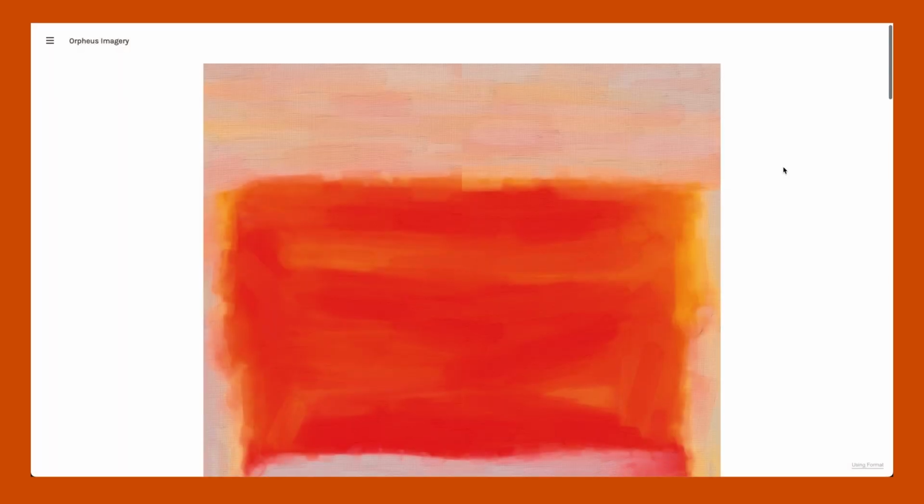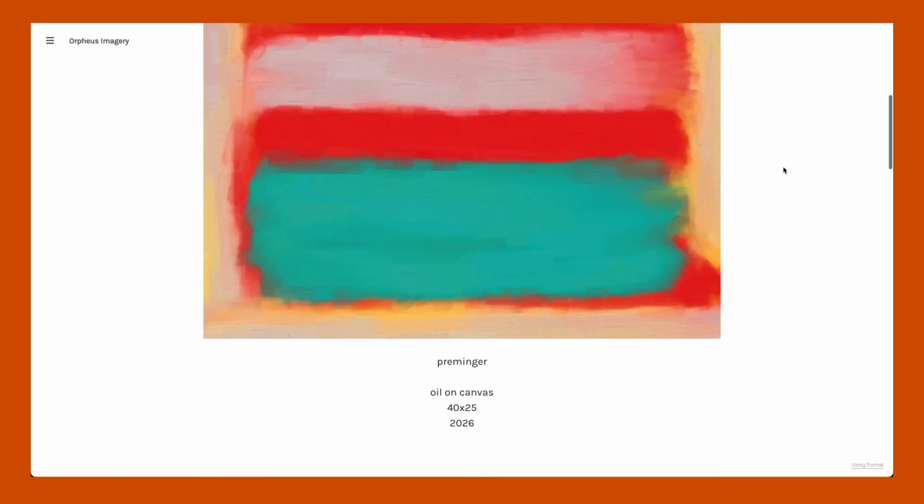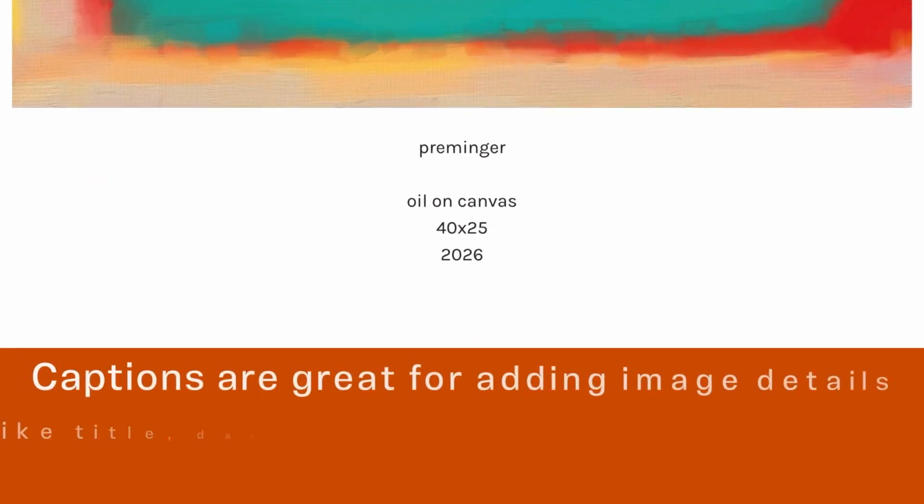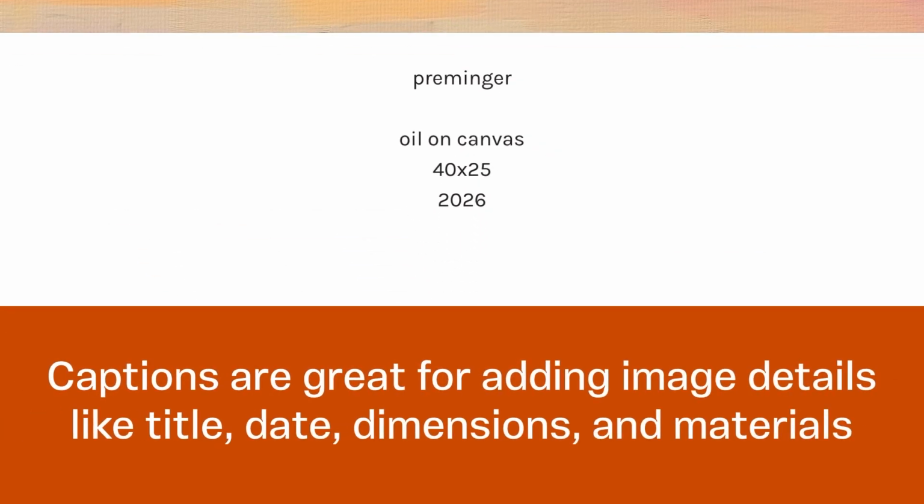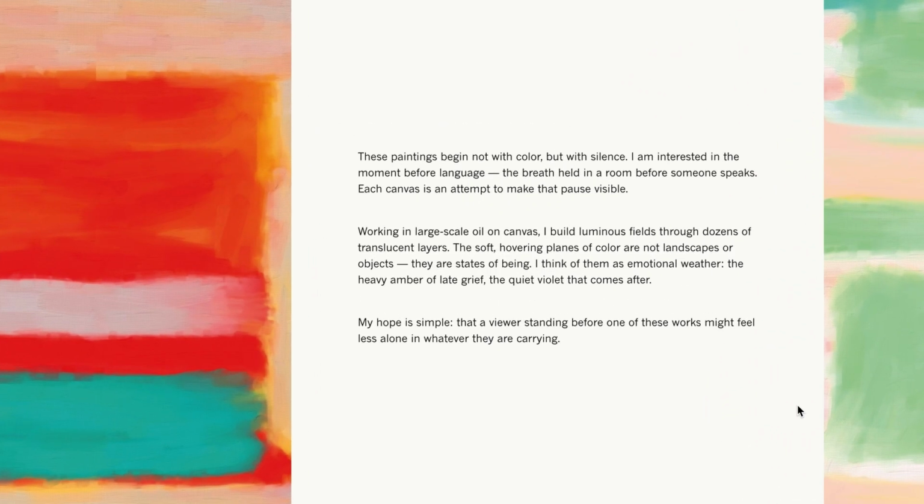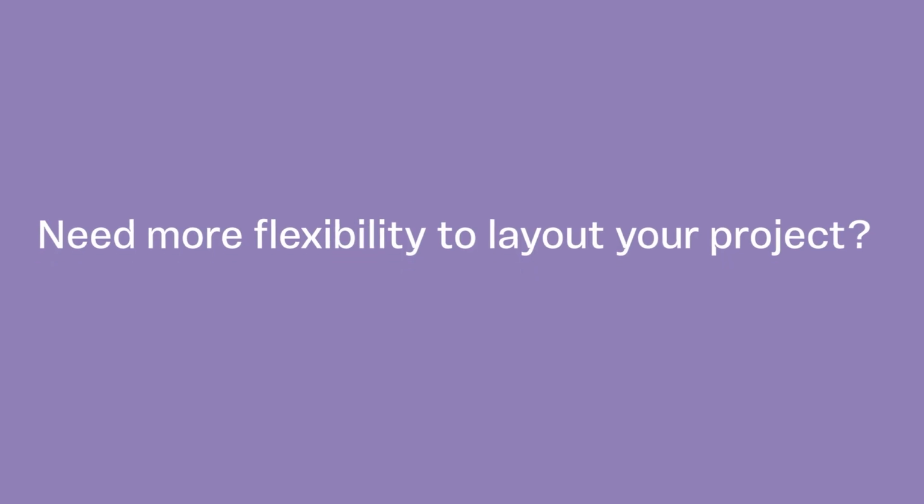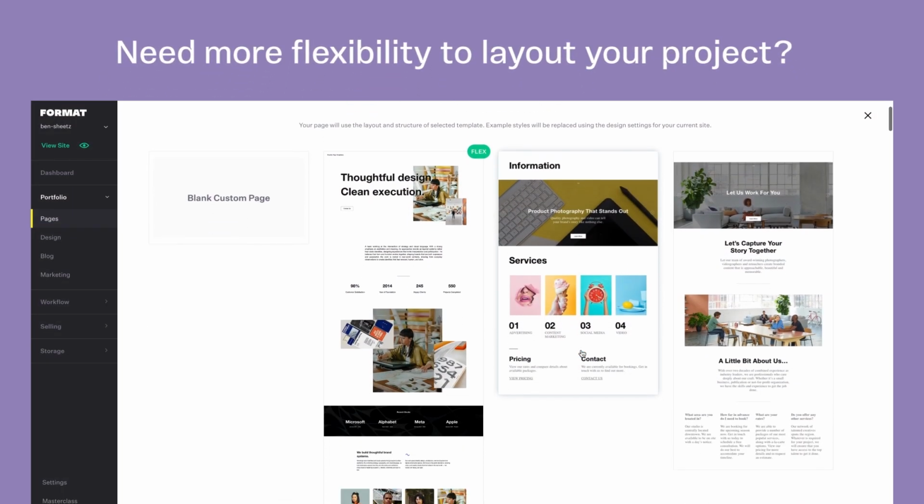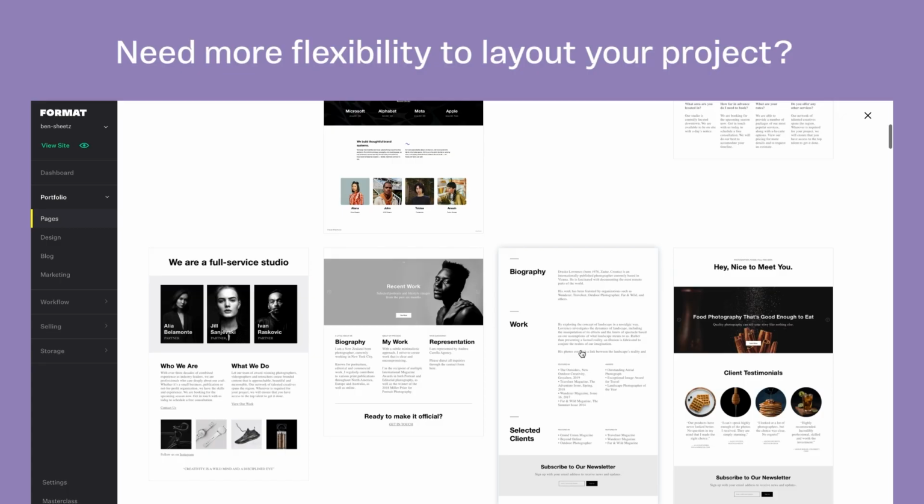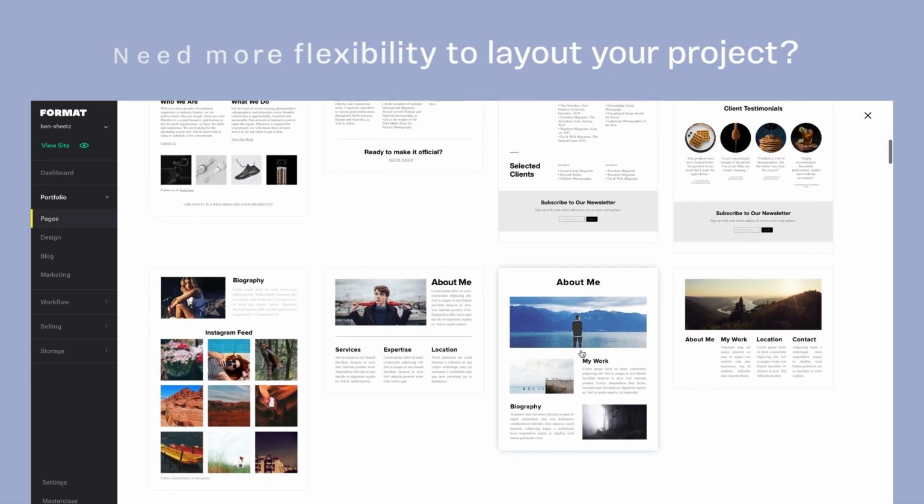Add contextual details to your gallery pages with captions and text blocks. Captions are great for adding image details like title, date, dimensions, and materials, while text blocks are a great way to add additional context to your projects with artist statements or essays. Need more flexibility to lay out your project? Custom pages are a great way to create bespoke layouts. Collage elements like image, text, video, and more.